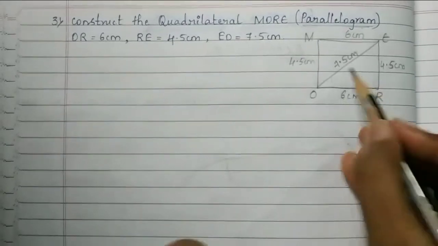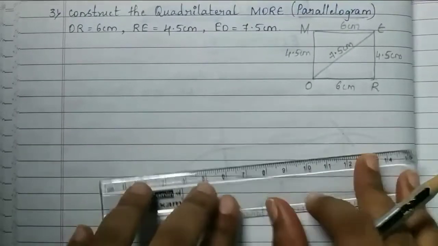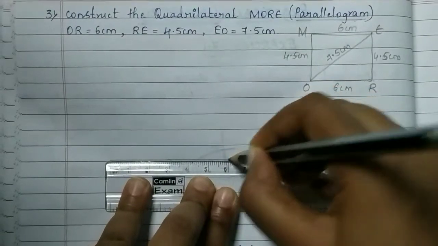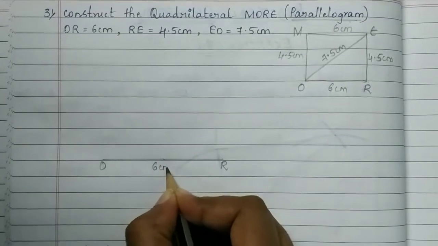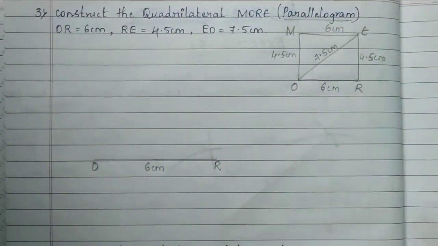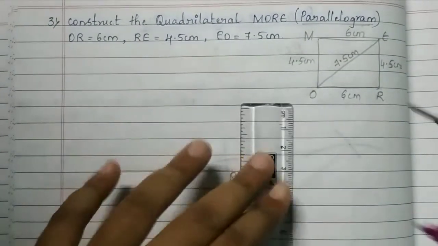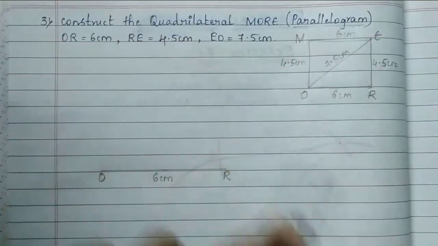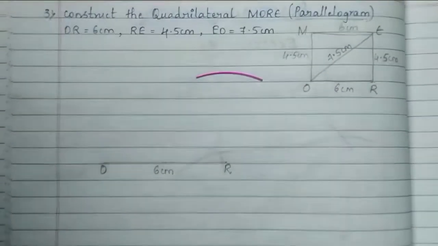So the first thing we have to do is the base, that is OR, which must be equal to 6 centimeter. So our base is equal to 6 centimeter. We have to draw a line which is 6 centimeter, OR, which is 6 centimeter. Okay. Then the next part we have to do is 4.5 centimeter. We have to cut an arc at 4.5 centimeter. So let us take our 4.5 centimeter here. Okay. So somewhere here we will get an arc.